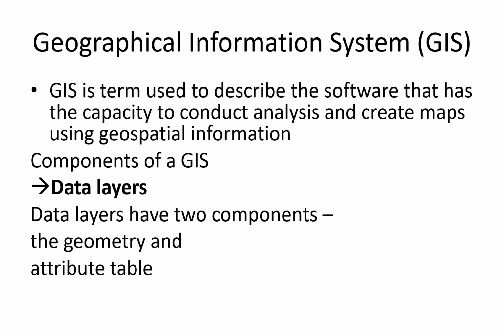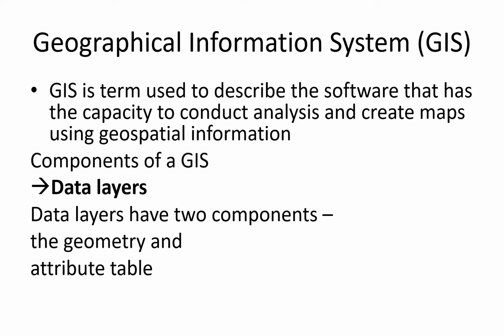Very good. So, what is a geographical information system? Here we are saying that GIS, in short, is a term that is used to describe the software that has the capacity to conduct analysis and create maps using geospatial information.